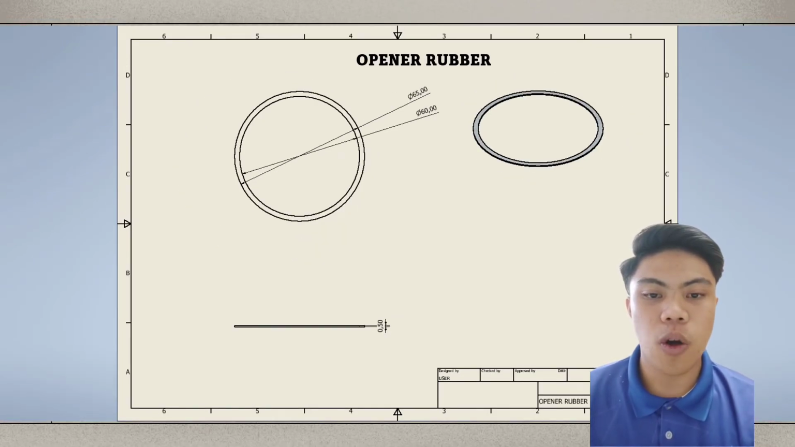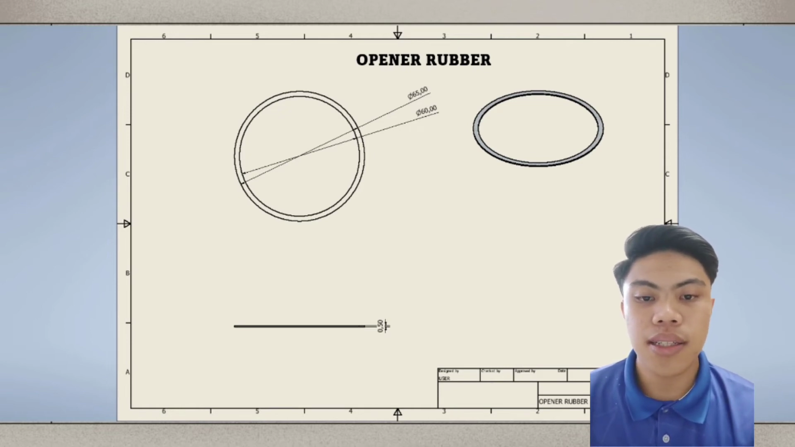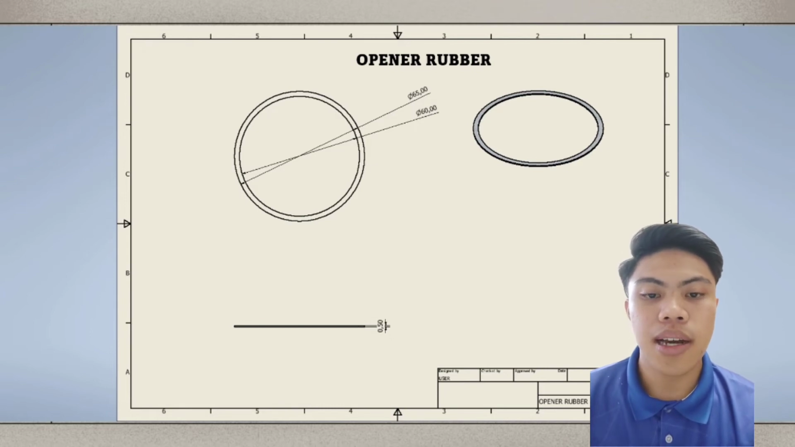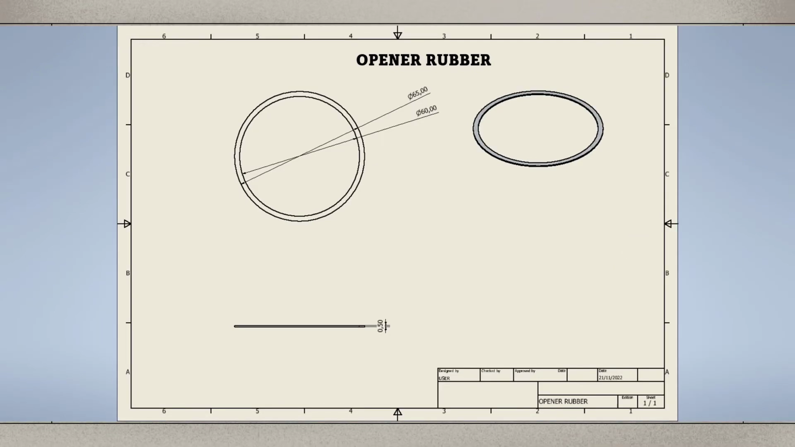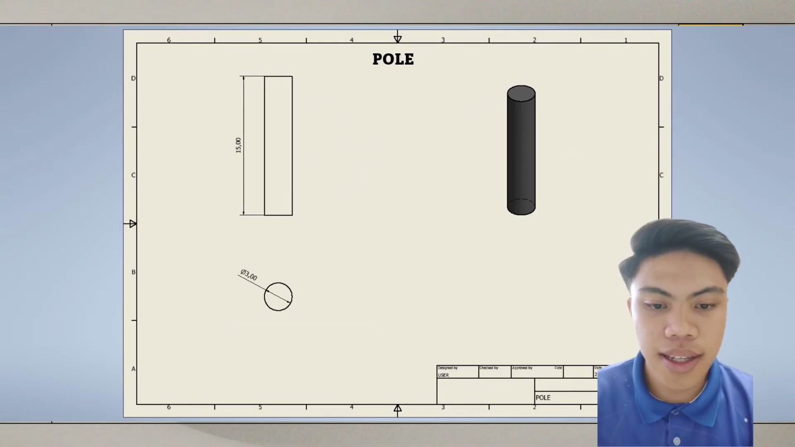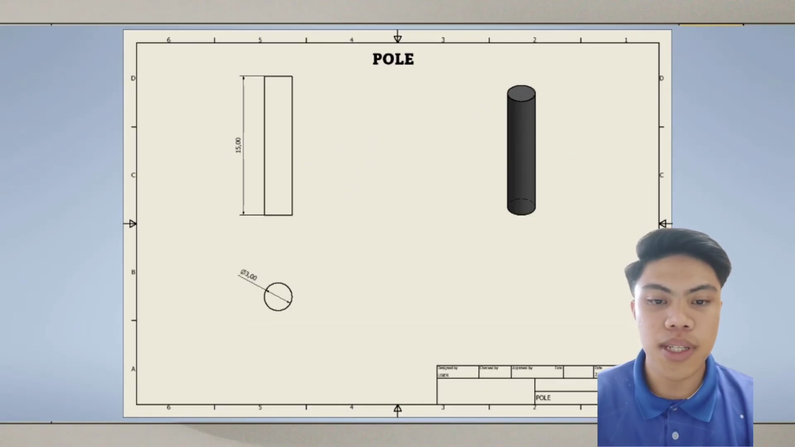The next part is opener rubber. Opener rubber is made from rubber. It has 65mm of outer diameter and 60mm of inner diameter. This rubber is made to prevent leaks from our blender. Next, pole. Pole is made from stainless steel. It has 15mm of height and 3mm of diameter. It is used to transmit the power from the motor to the blade of our blender.